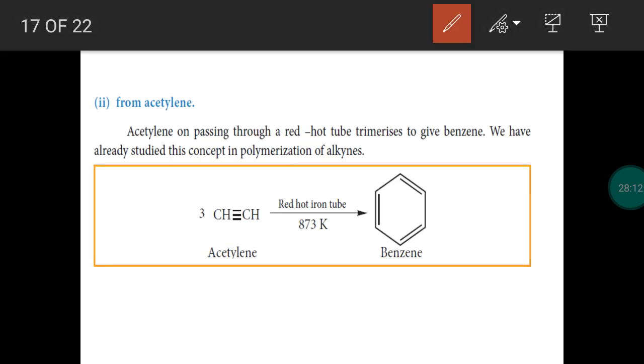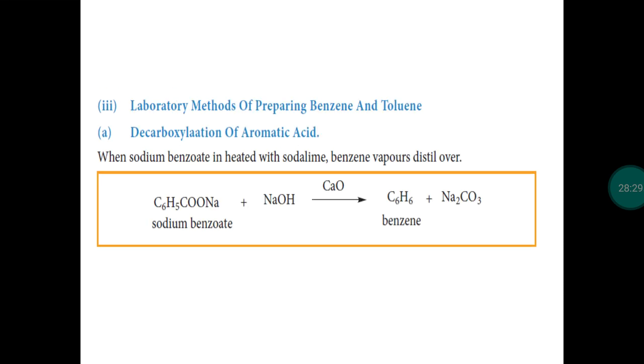Next, using an aliphatic compound, we can prepare benzene. This is called a polymerization reaction. You just pass acetylene or ethyne gas over a red hot iron tube at 873 Kelvin, and you will get benzene. This is a polymerization reaction.